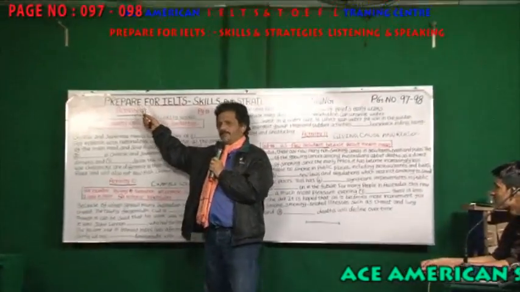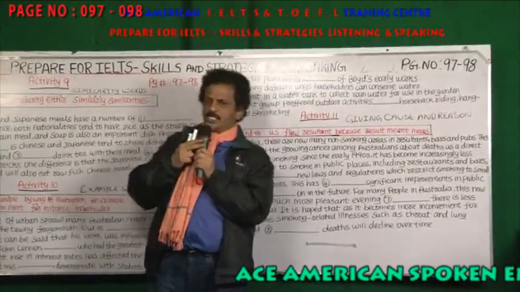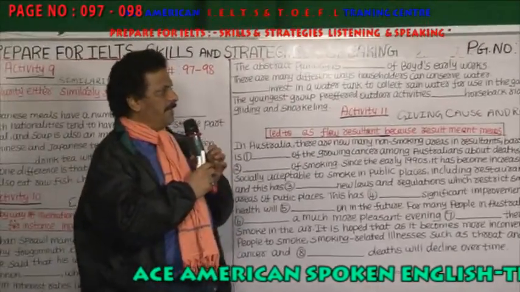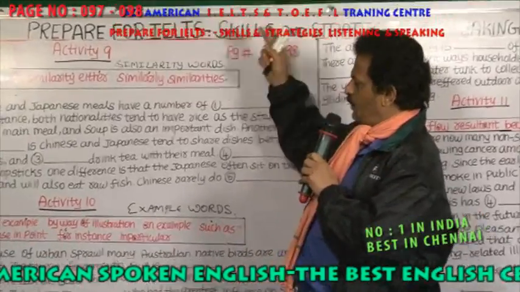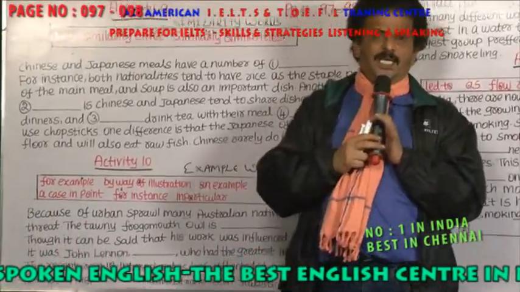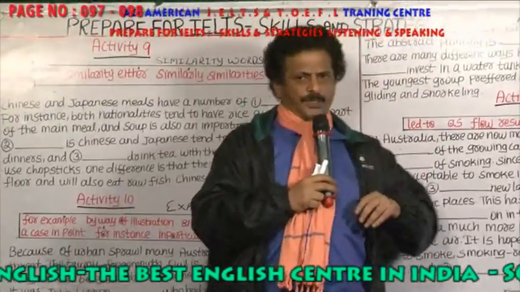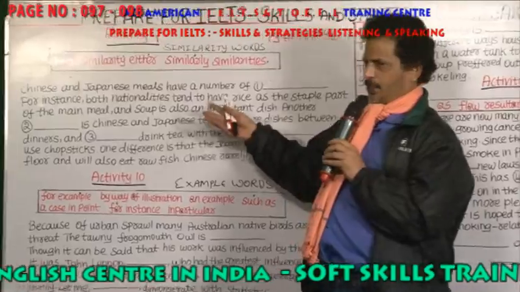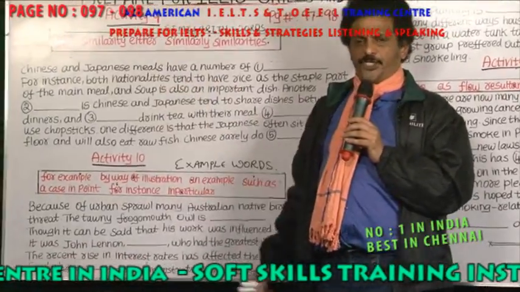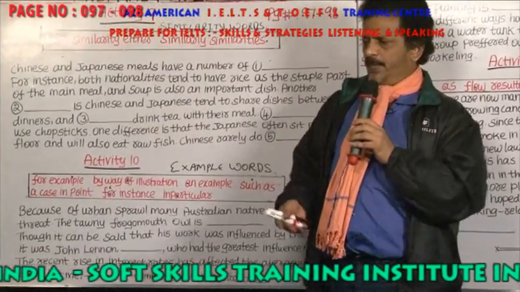Take your books, prepare for IELTS. Skills and Strategies for Speaking, page number 97 to 98. Activity 9, Activity 10, Activity 11. So, three activities are given here. In fact, it is like a speech. Three speeches. So, how do you speak?